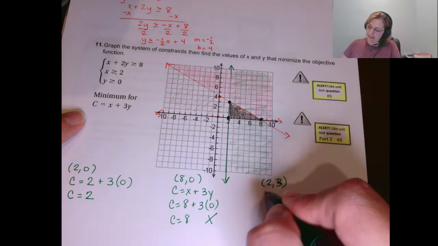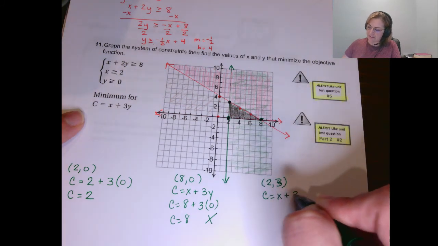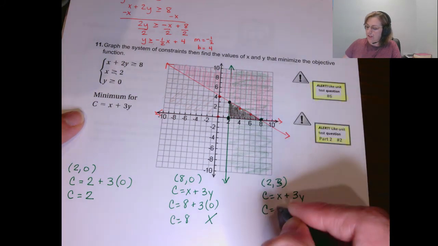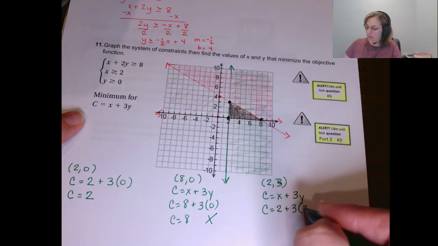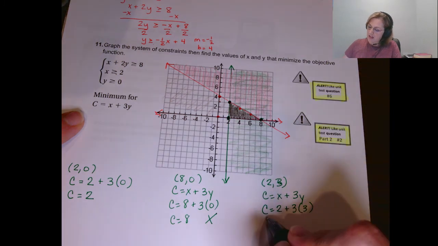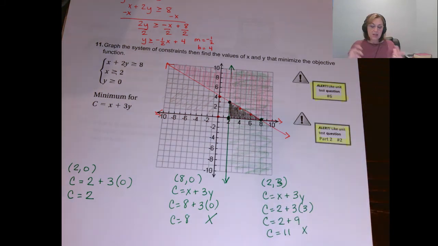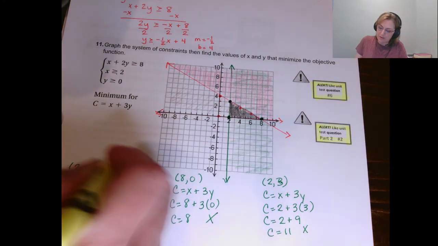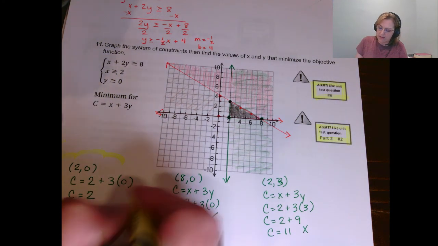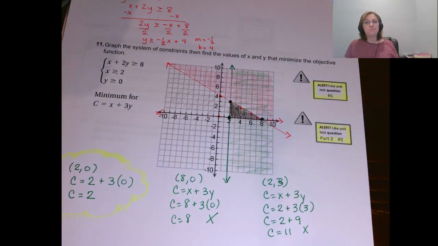Let's put in the next one, the last one here. We'll put in 2 for x and 3 for y. And that gives me 2 plus 9, which is 11. Now, obviously, that's not the minimum. So we have found the minimum, right? We found it happens at 2, 0, and the minimum value is 2. So hope that helps with your linear programming for this unit.